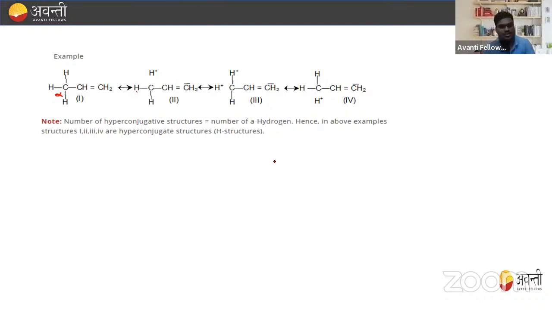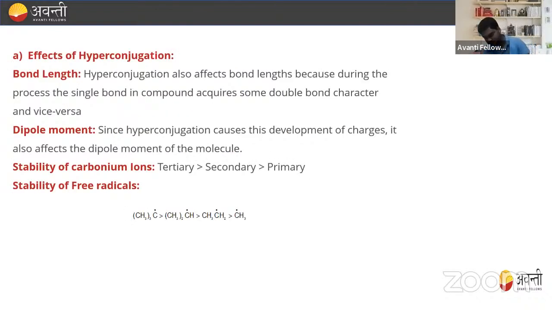The number of hyperconjugation structures is always equal to the number of alpha hydrogens. Hence, in the above example, structures 1, 2, 3, 4 are the hyperconjugation structures, that is, the H structures. So we have a possibility of either three, that is 1, 2, and 3. Three alpha hydrogens are possible. So always remember the number of hyperconjugation structures is always equal to the number of alpha hydrogens.